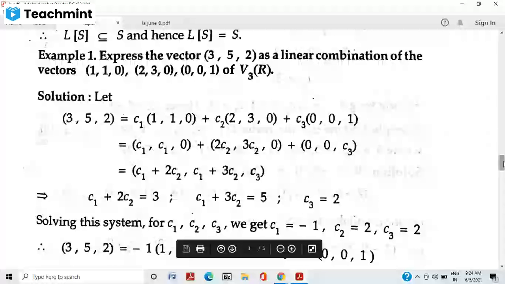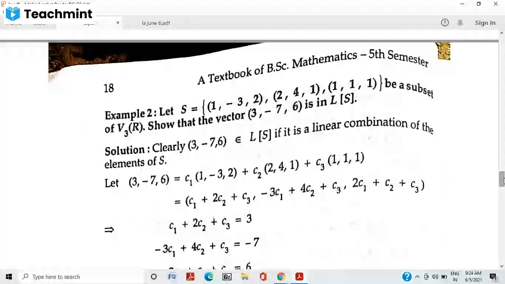This same question I discussed yesterday, that's why I am moving on to the next one. Next one: see that here the set S is given. Then we have to show that (3, -7, 6) is in L of S.